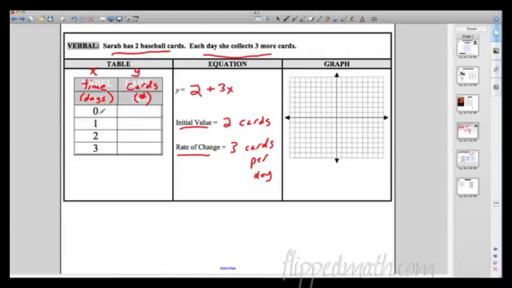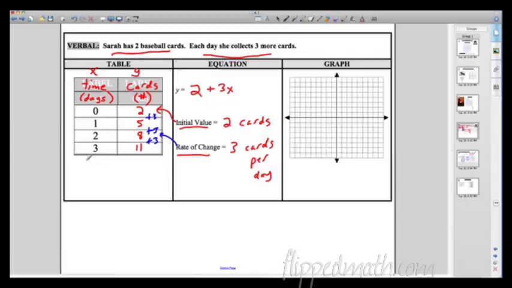At day 0, how many cards does Sarah have? She has 2 cards. Excellent, because she started with it. If you check it out, that's my initial value right there. On day 0, she has 2 cards. After 1 day, she gets 3 more cards, so she has a total of 5 cards. After 2 days, what happens? She gets 3 more cards, she's at 8. 3 days, 3 more cards, she's at 11. And maybe you can notice that there's a pattern here. What's happening every time? Well, we're adding 3, plus 3, plus 3, plus 3, or really that's the rate of change. How much is it changing each time?